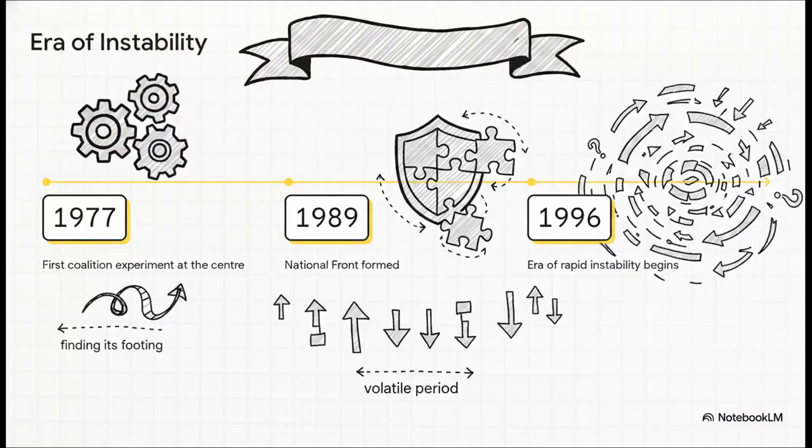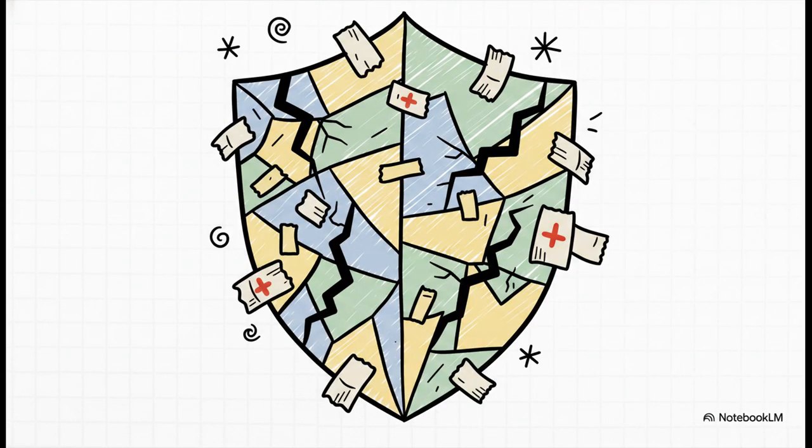That cracking foundation we just talked about led the opposition to a fundamental realization. To survive and actually challenge the dominant power, they absolutely had to band together. Look at the milestones of this volatile period. It kicks off in 1977, evolves by 1989 with the National Front, and completely peaks in the sheer, unpredictable instability of 1996.